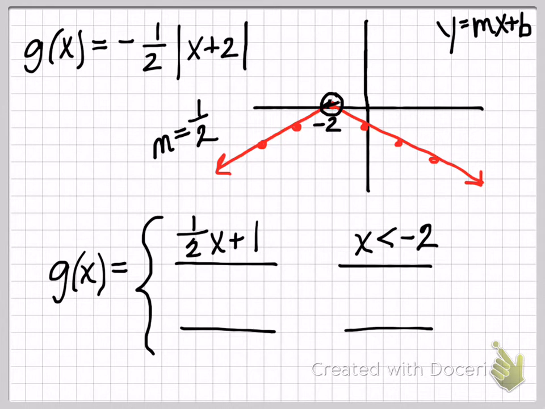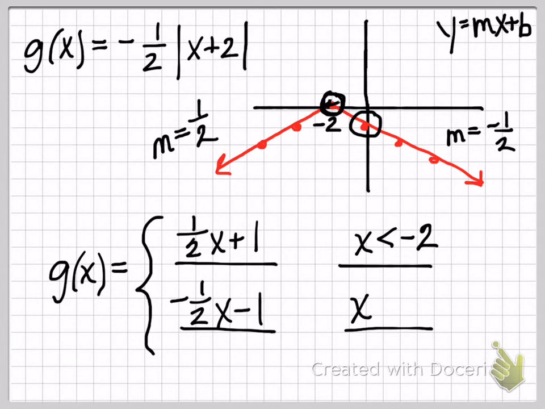Now we move on to the right-hand side. The right-hand side is a line that has a slope of -1/2, so it's just the opposite. And we can clearly see its y-intercept here. Its y-intercept is -1. So the equation for this second piece is y equals -1/2 x minus 1. But again, we don't want the entire line. We want the piece of this line that's everything to the right of the vertex, which is at x equals -2. So we want all x values greater than -2.